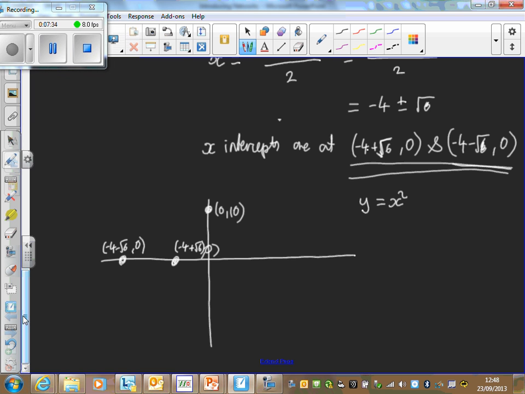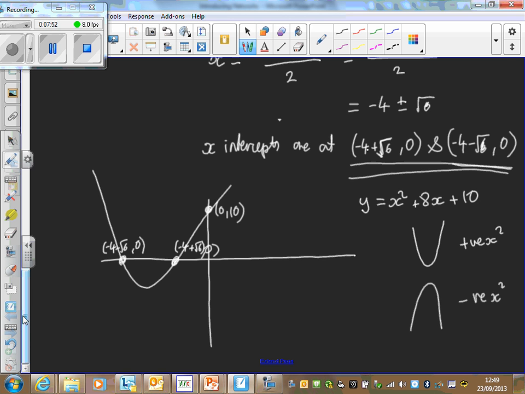Put that there. Now our graph, because it's y is equal to positive x squared, i.e. there's no negative in front of the x squared, it's going to look like that. If it was negative, it would look the other way around. Okay? So the graph is definitely going to look somewhere like that.